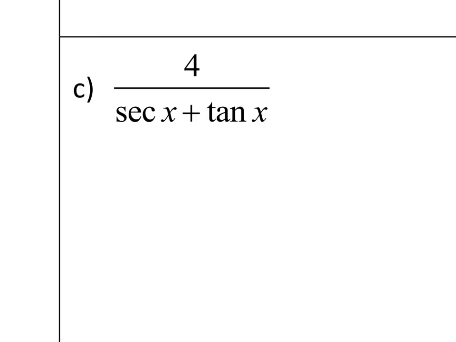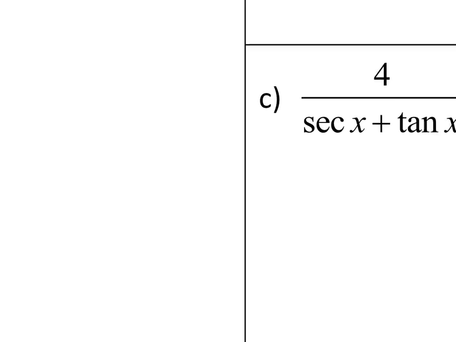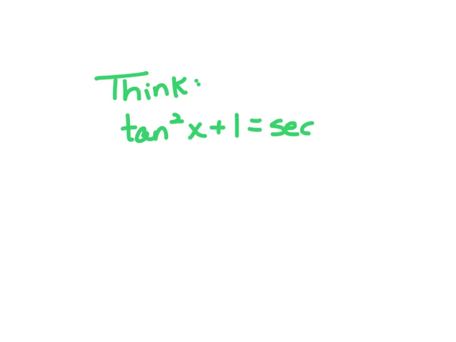Now, some of these problems require a little bit of creativity. When I look at this problem, what I see is that I've got secant and tangent and find myself thinking, well, I'm going to make a note of this off to the side. I know that tangent squared plus 1 equals secant squared, and that if I even wanted to rearrange it, that's 1 equals secant squared of x minus tangent squared of x.